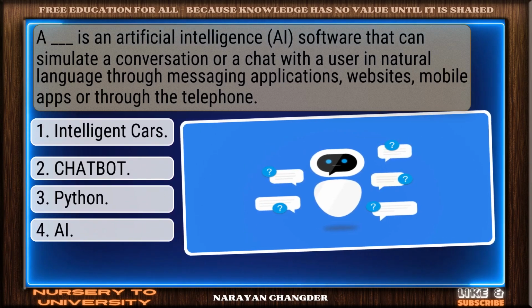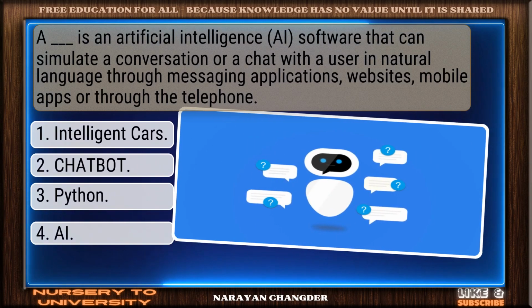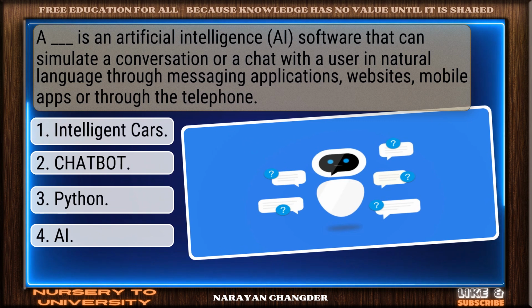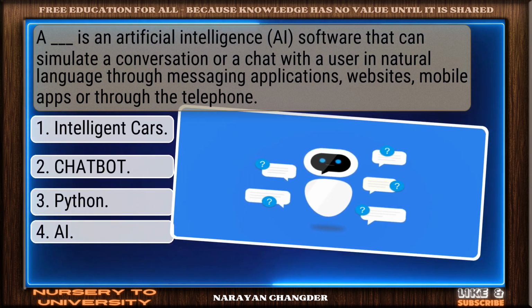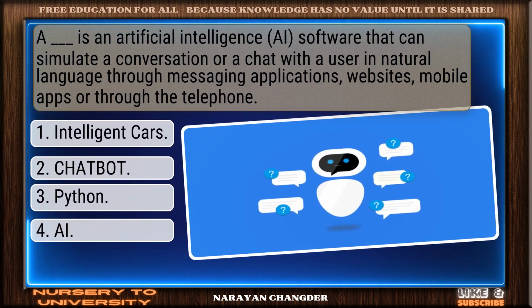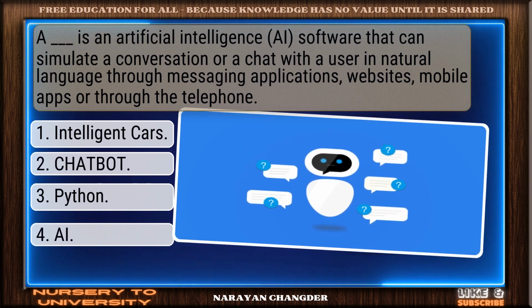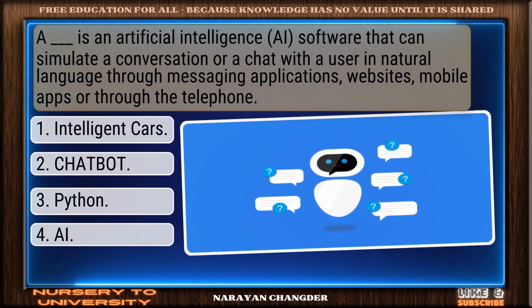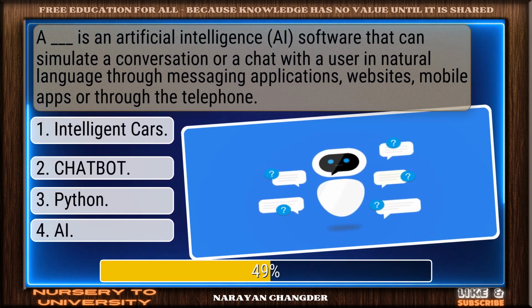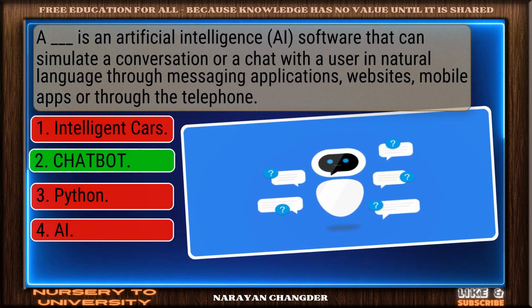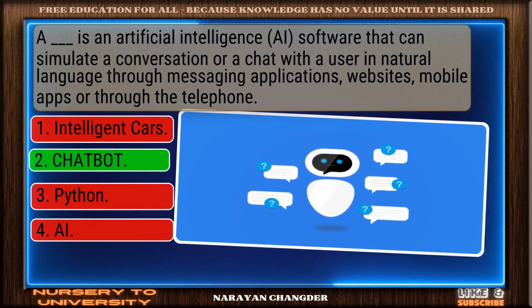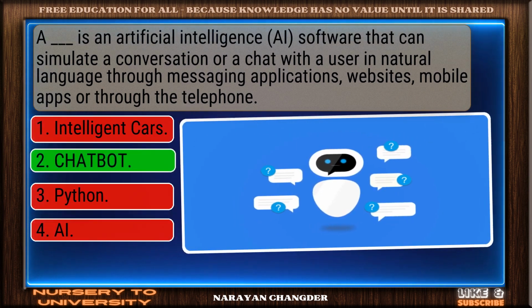Question number 1. A dash is an artificial intelligence software that can simulate a conversation or a chat with a user in natural language through messaging applications, websites, mobile apps, or through the telephone. Nice work. You chose chatbot, and it is correct.